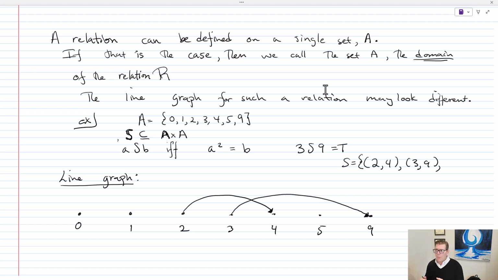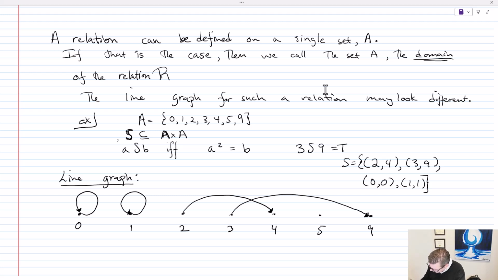Now here's the thing. We also know that 0 squared equals 0 and 1 squared equals 1. How do we represent these inside of this graph? Well, what we're going to do is create a loop. We're going to have 0 point to itself, and it's going to look like this. So that means that this relation 0S0 is true. So we get (0, 0) as a member of S, and we're also going to get (1, 1) as a member of S as well.